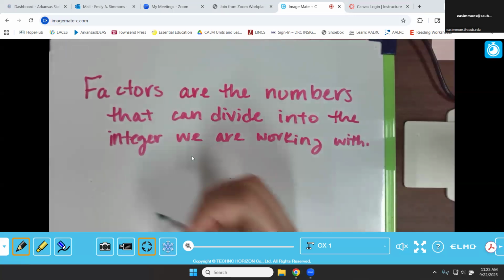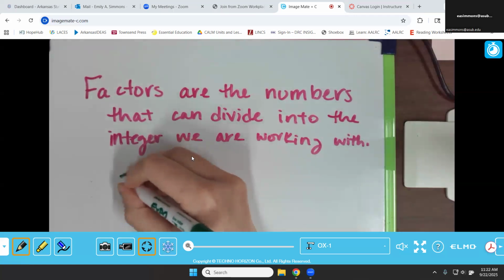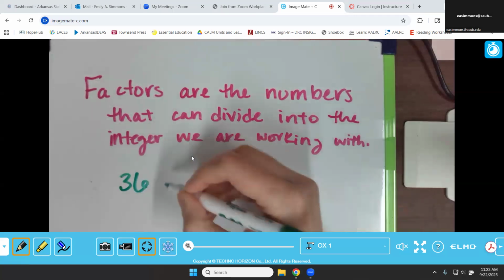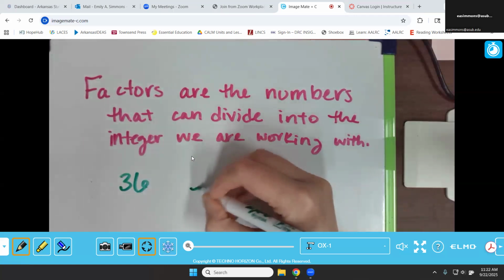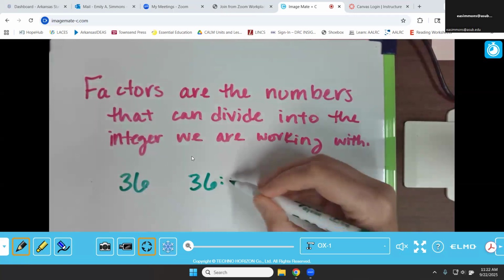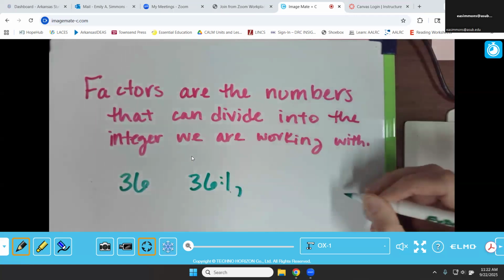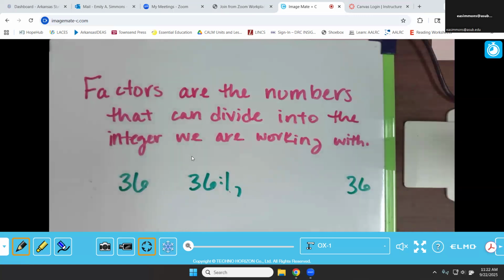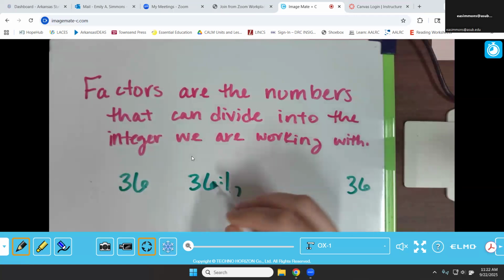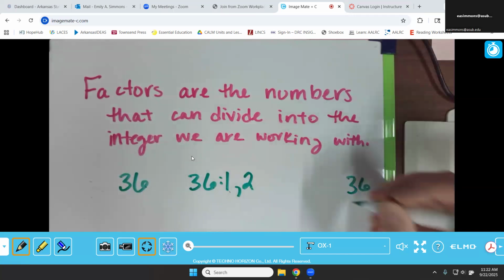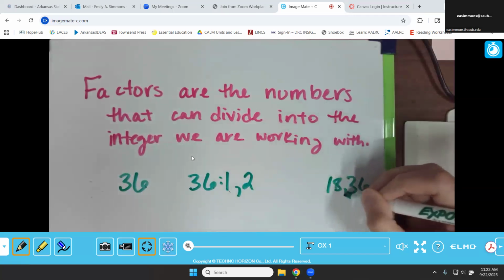And we'll do one more. Got 36 here. So if I'm factoring out 36, I'm going to start with 1 and 36. And then thinking 1 through 10, 2 goes into 36 because it's even. 2 goes into 36 18 times.